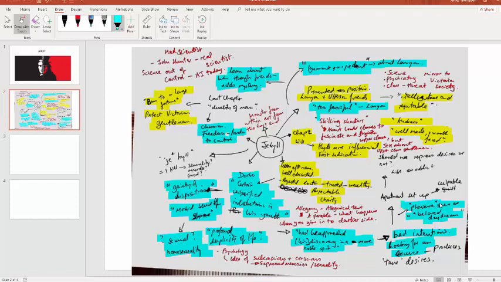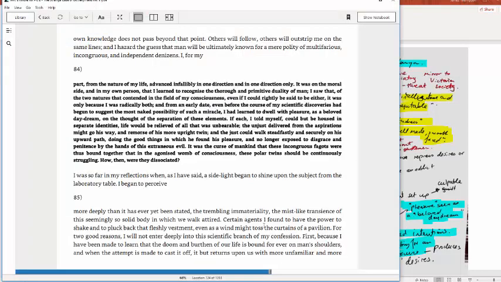So he talks about, in this part of the novel here, "I had learned to dwell with pleasure as a beloved daydream on the thought of the separation of these elements. If each, I told myself, could be but housed in separate identities, life would be relieved of all that was unbearable. The unjust might go his way, delivered from the aspirations and remorse of his more upright twin, and the just could walk steadfastly and securely on his upward path, doing the good things in which he found pleasure, and no longer exposed to disgrace and penitence by the hands of this extraneous evil."